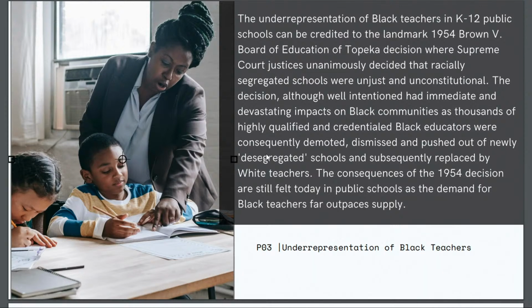So the consequences of the 1954 Brown versus Board decision are still felt today in public schools, as the demand for Black teachers far outpaces the supply.